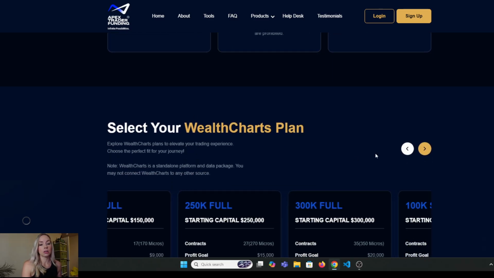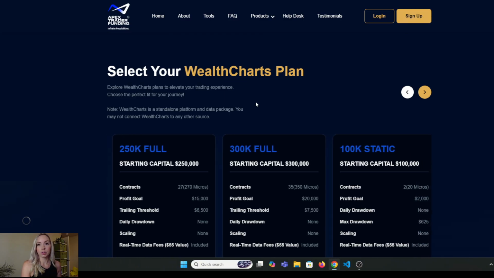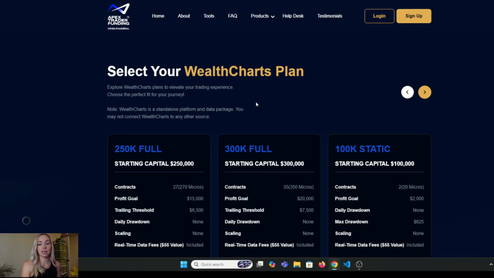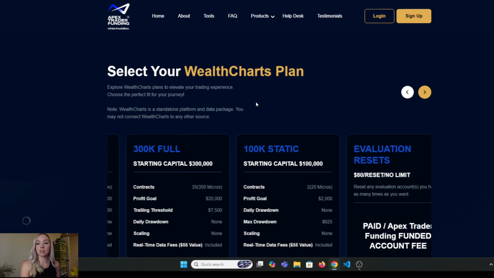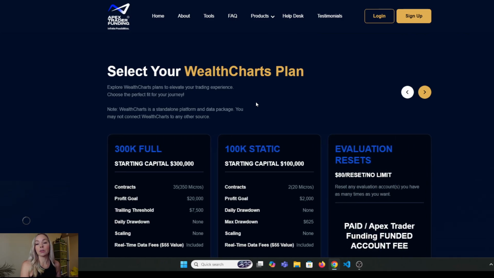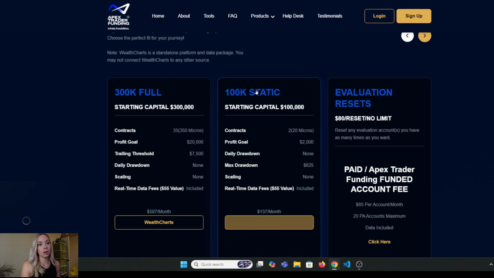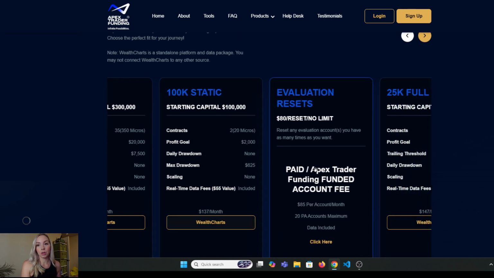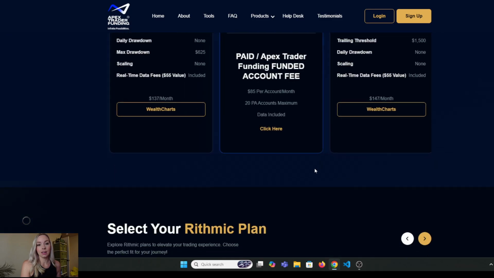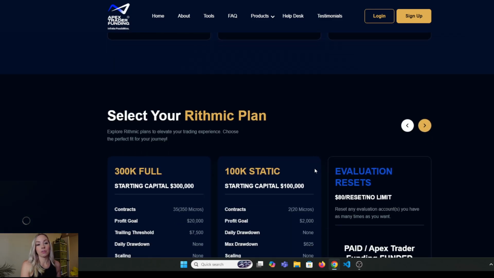Now when we start to look at these, what is Wealth Charts? Wealth Charts is a standalone online platform. They do have a lot more advanced options as far as trading goes. So if that's something you're looking for, Wealth Charts might be the way to go for you. I've tried it. I don't like it. I always stick with my Tradovate.